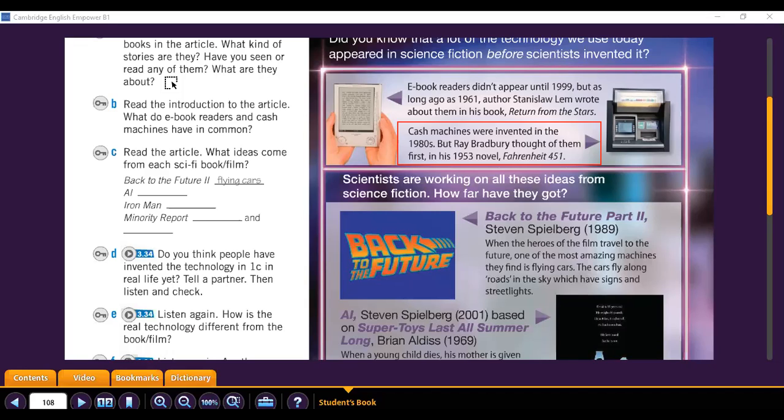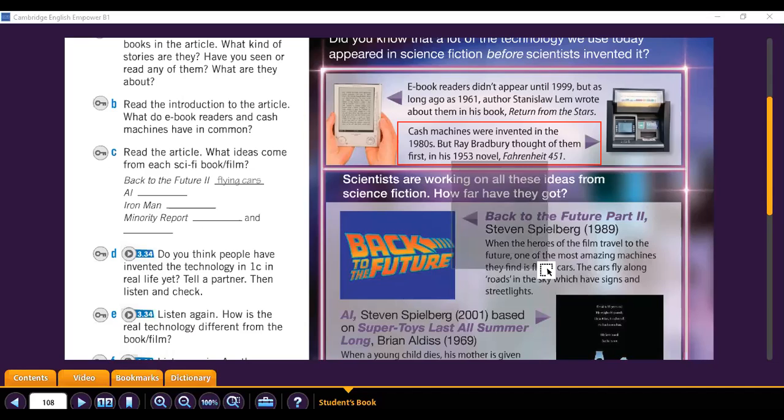A pesar de que los cajeros automáticos salieron a la luz en los 80s, este autor ya había pensado en algo similar en el 53. Look at this, like more than 30 years ago. He wrote about them in his novel Fahrenheit 451. Sí, así que ya apareció mucho antes de que sean creados los primeros cajeros automáticos.